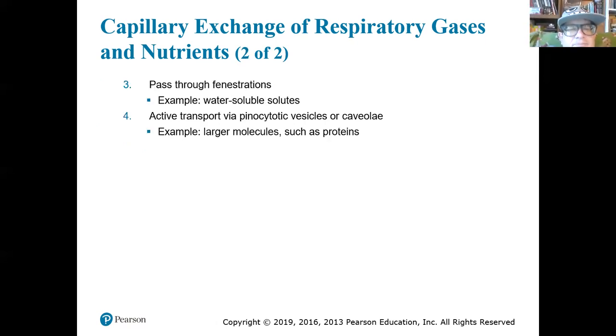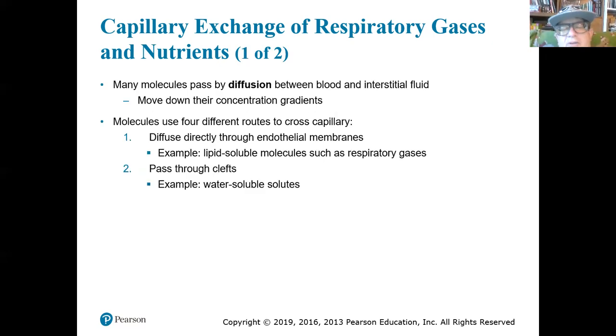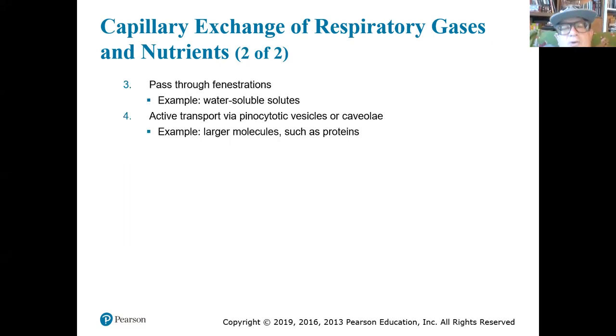All right. Bigger things are going to need a hole. They're going to need a fenestration to go through. It's still going to be a water-soluble solute, but a bigger one. And then we could have active transport. Active transport, the A in active reminds you of ATP. Not that it's always ATP, but it's the same idea. The cell is having to spend energy to move things across the wall, across the membrane.